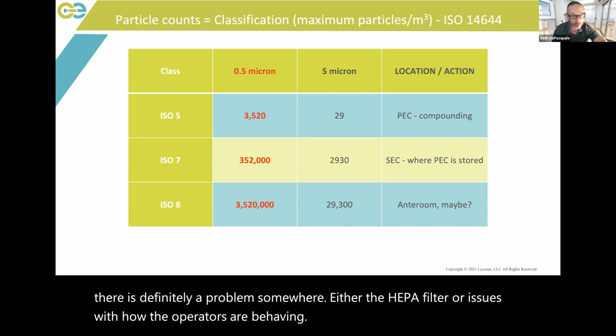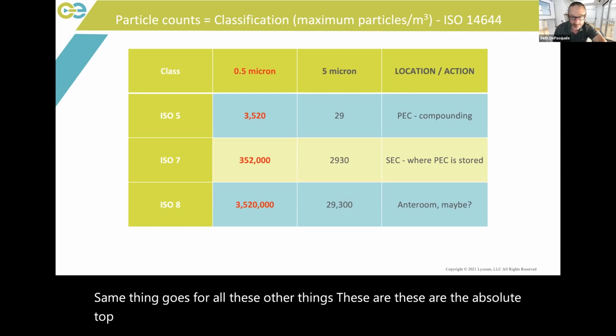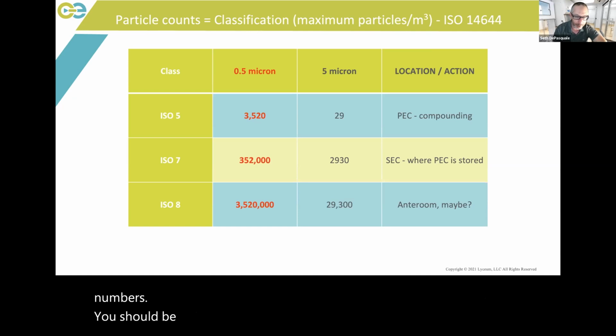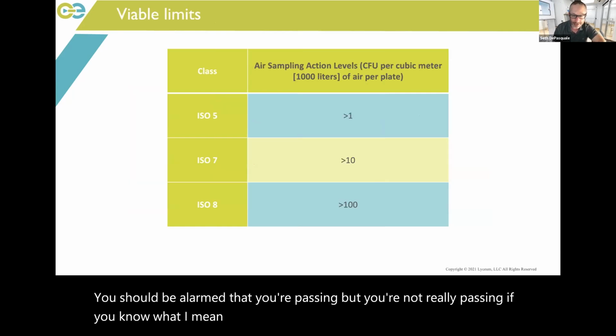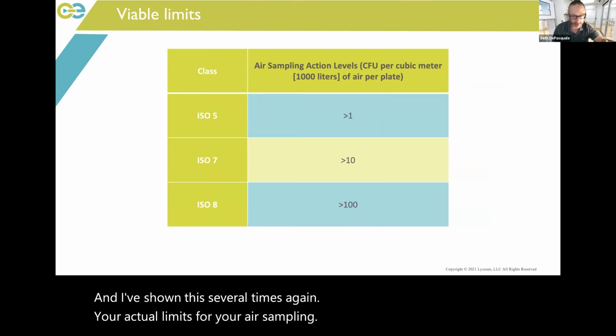Same thing goes for all these other things. These are the absolute top limits. If there's close to 352,000 in your ISO 7 or 3,520,000 in your ISO 8, if there's anywhere near those numbers, you should be alarmed that you're passing, but you're not really passing, if you know what I mean. And I've shown this several times again, your action limits for your air sampling for your different ISO classes.